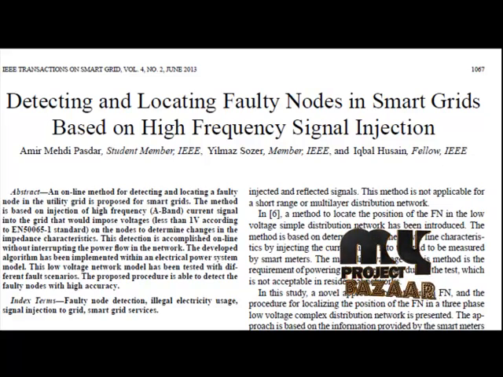This is an effective protection scheme against high impedance faults, that is HIFs, as to efficiently confront the issues of detection and location simultaneously. In this study, a novel approach for detecting the FN and the procedure for localizing the position of the FN in a three-phase low-voltage complex distribution network is presented.